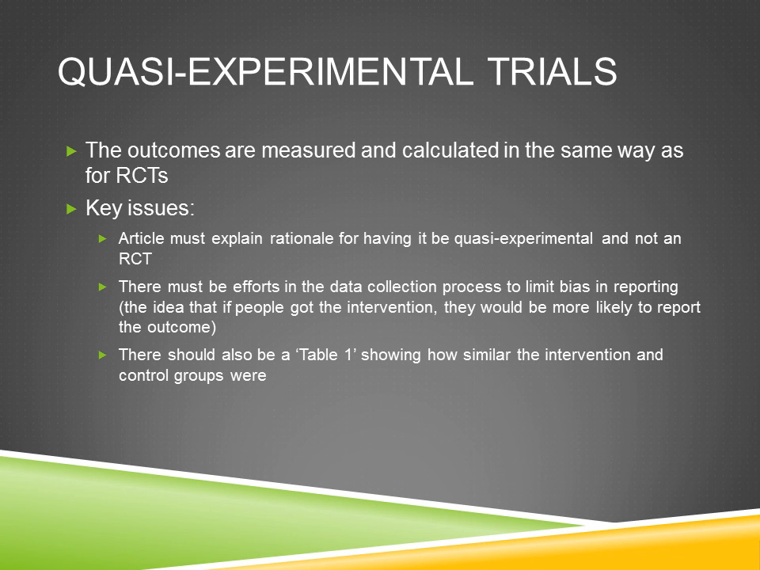And the outcomes are measured and calculated in the same way as for RCTs. So the key issues when you're reading an article with a quasi-experimental trial is that the article has to explain the rationale for why it's not an RCT. And there must also be effort in the data collection process to limit bias, which is the idea that if people knew they were in the intervention group, which they usually do, they'd be more likely to report the outcome. And there should also be a table 1, again, showing how similar the intervention and control groups were, just like in an RCT.